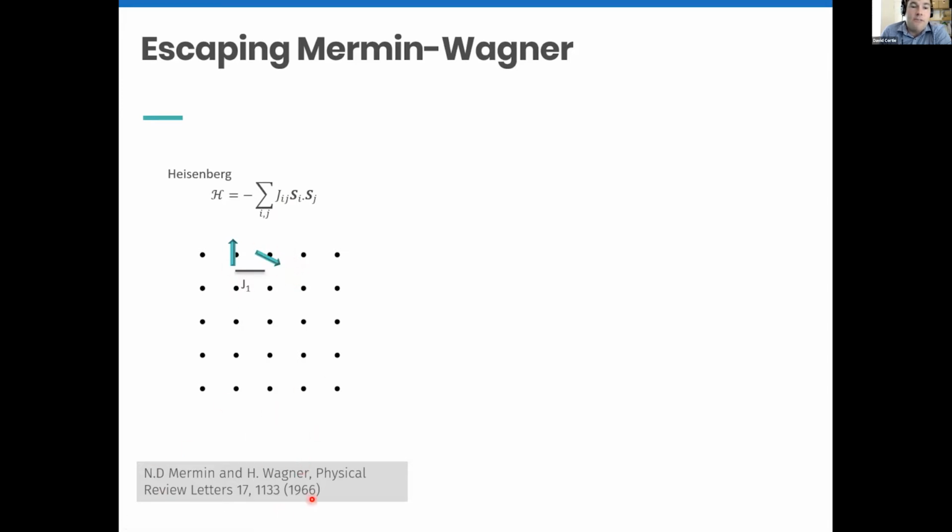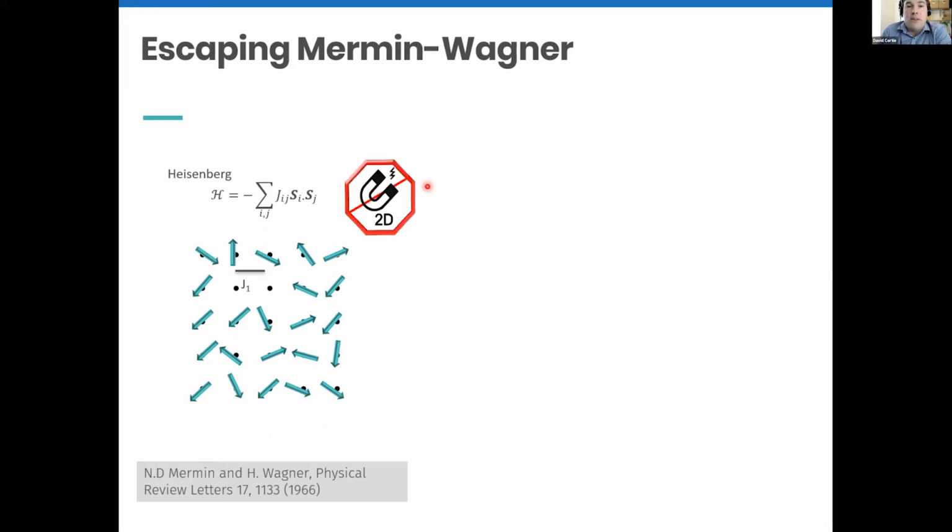And this is what Mermin and Wagner were talking about in the isotropic Heisenberg model. They showed that such a magnet would never undergo a phase transition into a true long-range ordered state. It may enter into an exotic kind of short-range ordered state known as the Kosterlitz-Thouless state, but it would never become a true ferromagnet, okay?